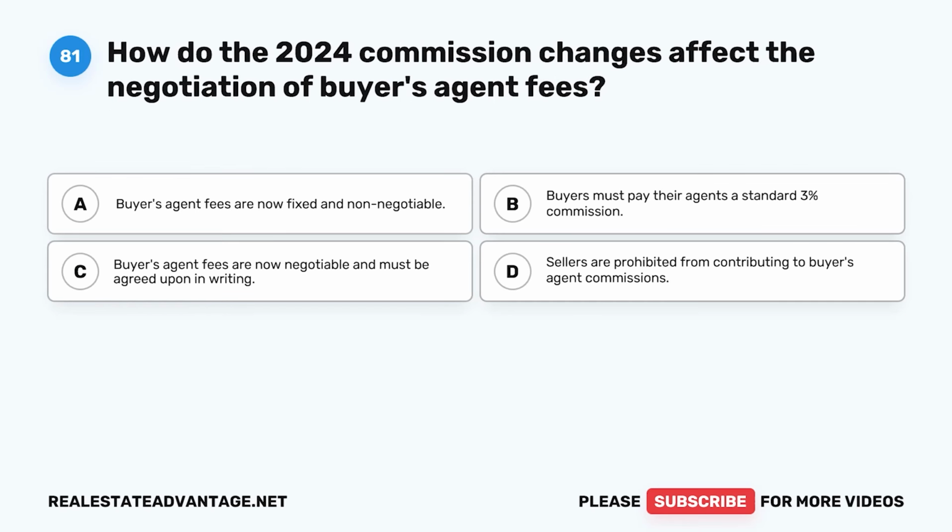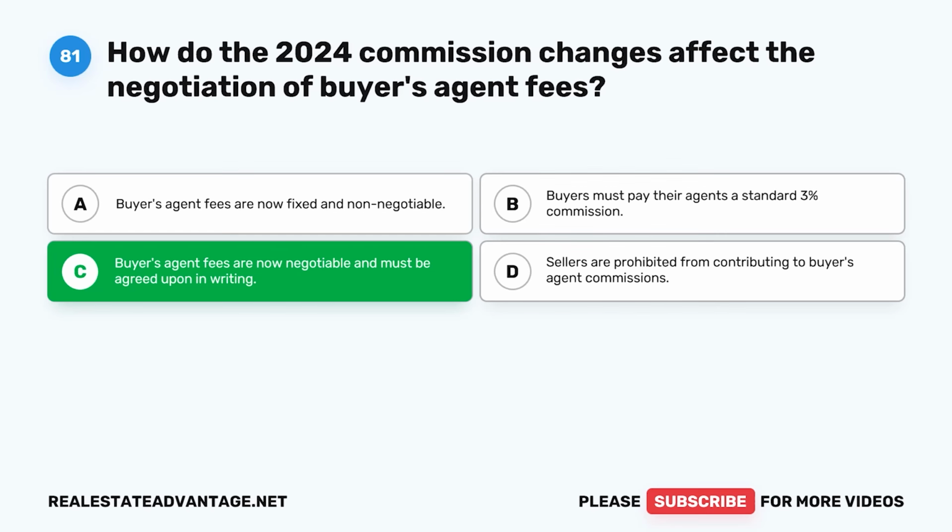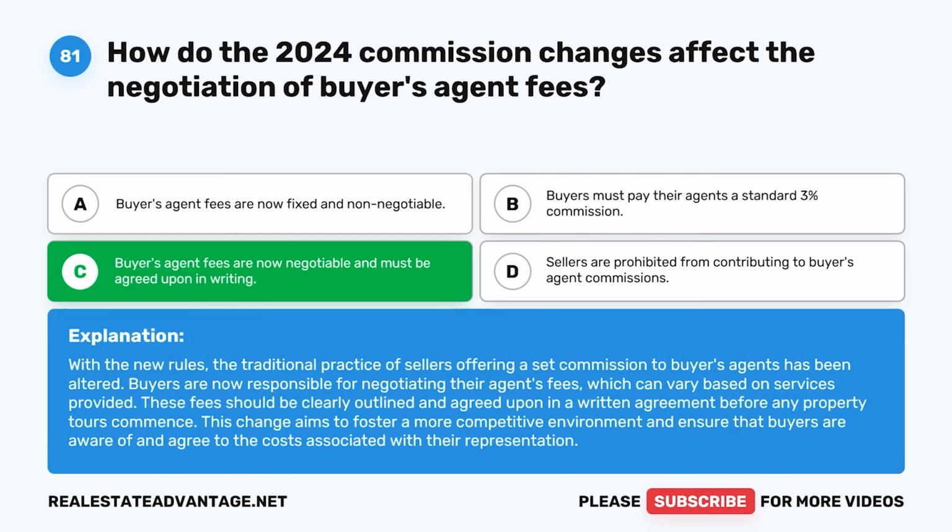Question 81. How do the 2024 Commission changes affect the negotiation of buyer's agent fees? A. Buyer's agent fees are now fixed and non-negotiable. B. Buyers must pay their agents a standard 3% commission. C. Buyer's agent fees are now negotiable and must be agreed upon in writing. D. Sellers are prohibited from contributing to buyer's agent commissions. The correct answer is C. Buyer's agent fees are now negotiable and must be agreed upon in writing. With the new rules, the traditional practice of sellers offering a set commission to buyer's agents has been altered. Buyers are now responsible for negotiating their agents' fees, which can vary based on services provided. These fees should be clearly outlined and agreed upon in a written agreement before any property tours commence. This change aims to foster a more competitive environment and ensure that buyers are aware of and agree to the costs associated with their representation.